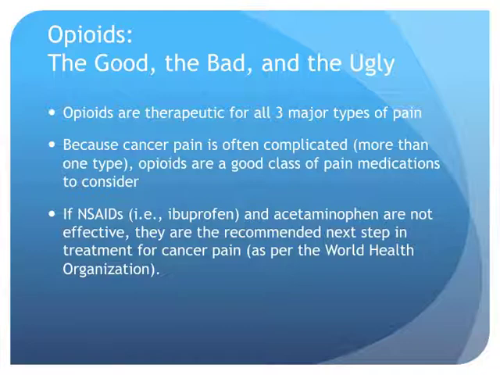Cancer pain is often complicated, i.e. involving more than one of these three types, and so it is yet another reason that opioids are a good class of pain medications to consider. And if NSAIDs, i.e. things like ibuprofen and other over-the-counter drugs, and Tylenol are not very effective, opioids are the recommended next step in the treatment for cancer pain, as per the World Health Organization approach to cancer-related pain, and what we typically recommend.